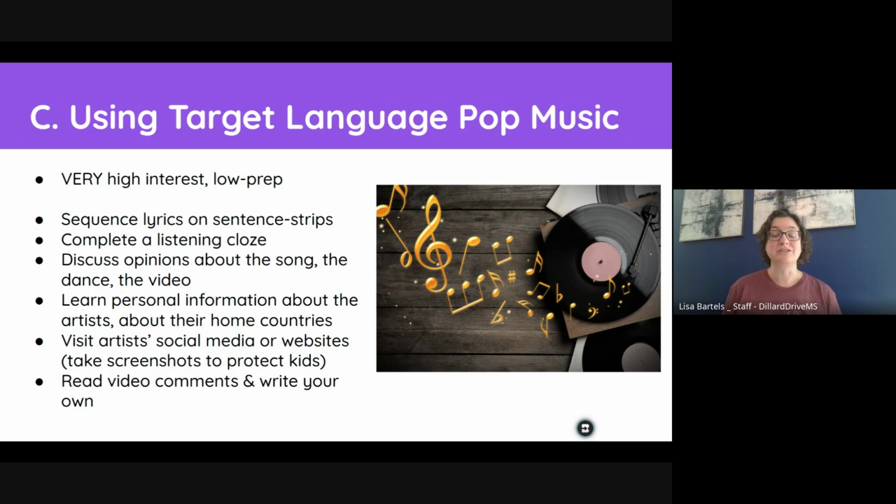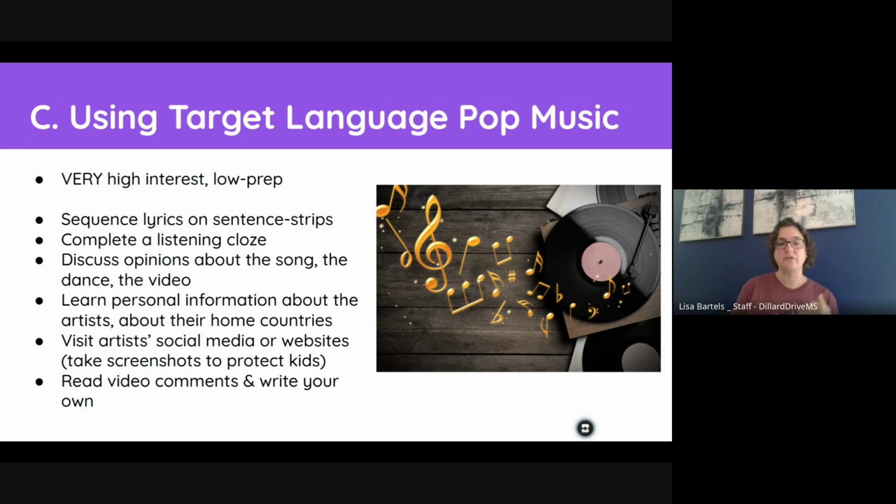There's been a lot of interest in using pop music in class in the past decade, and I think it's great. If you've already used it in class, keep it up, because this is one of the most motivating activities for kids. I'm not going to go into a lot of depth on this because I think a lot has been written about it, but here are some activities that I do with students.